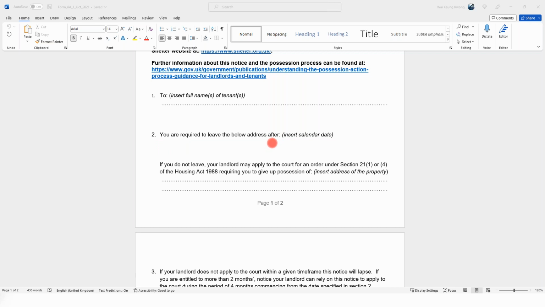Now, the word after creates a bit of ambiguity, because if they leave a month after your notice or the expiry date on your notice, they have left after. However, that's the word which the legislation requires to be inserted on the form, so therefore you can't change it. The next one underneath, in there goes the address of the property, obviously. So again, just copy that exactly as the tenancy agreement has it stated. So again, that includes a postcode as well.